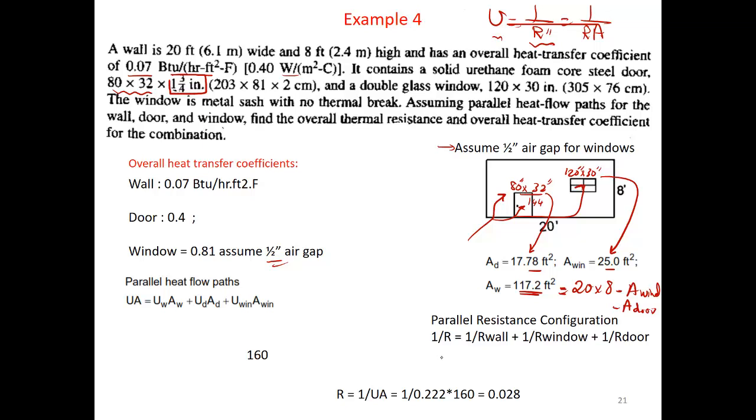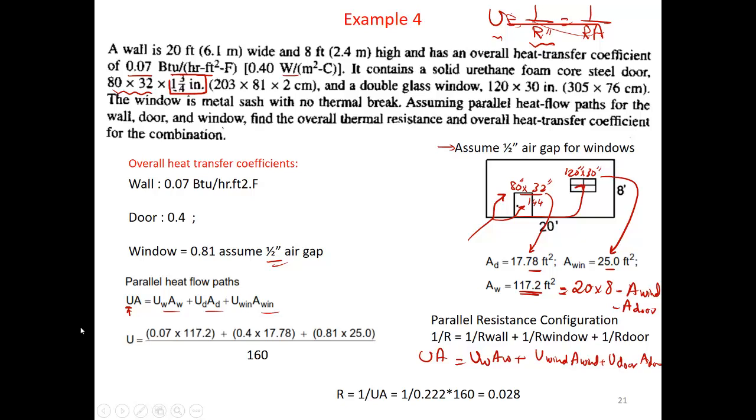So then this becomes U times A from here. So UA total is U wall times area of the wall, plus U window times area of the window, plus U door times area of the door, and that's what we have. Yes, I just flipped the window and the door. So that's what we have here, and we can use it to find the total U value.